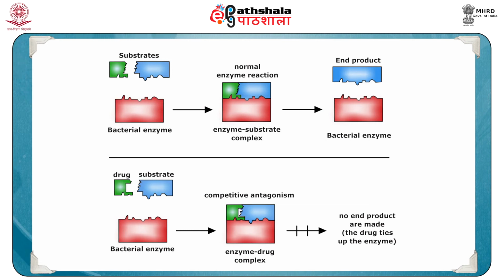The substrate normally binds to the bacterial enzyme at the substrate binding site, giving rise to the enzyme substrate complex. The product is a combination of the two substrates as indicated in the figure and is released at the end of the reaction. If instead of the regular substrate you have a drug, then competitive inhibition occurs with the drug and the second substrate binding to the enzyme complex. However, the enzyme drug complex cannot form the product.